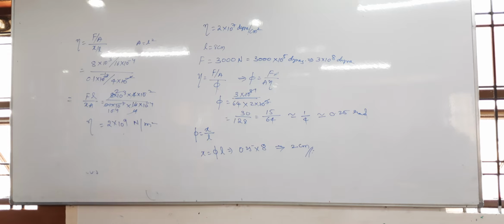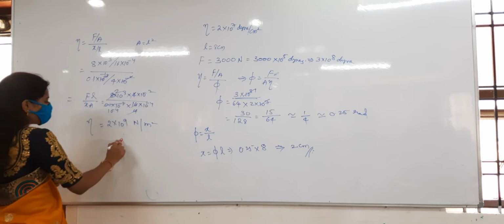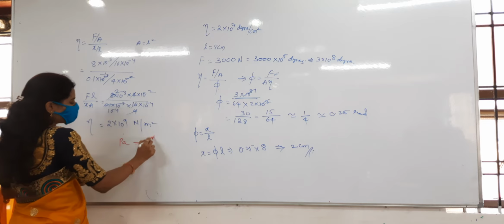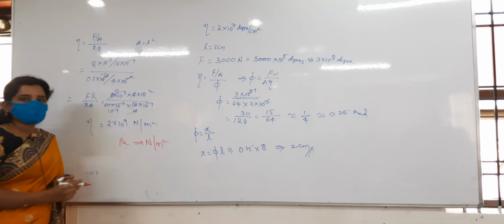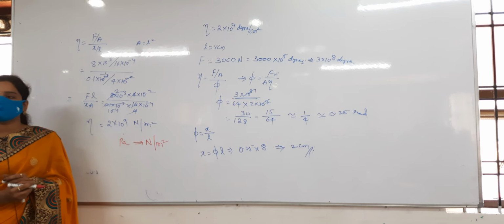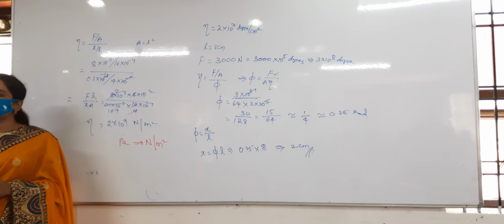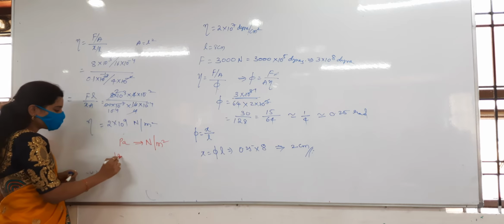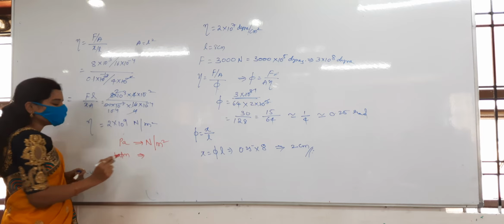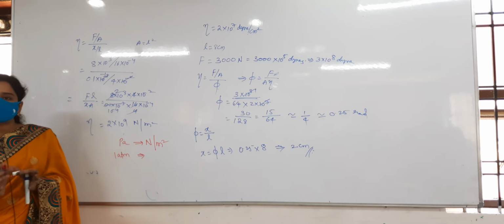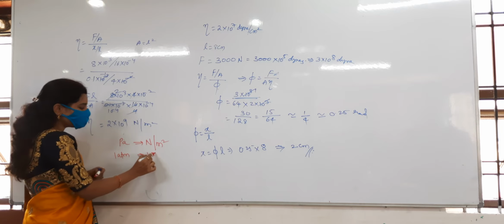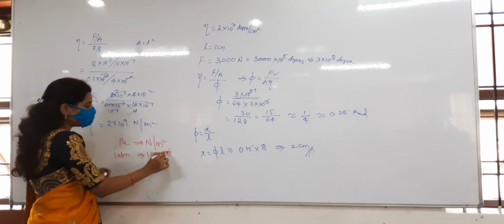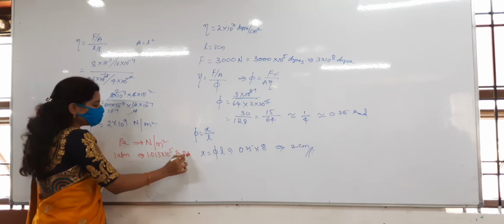See, anywhere they have given Pascal, indirectly what they have given is Newton per meter square only. That is a measure of pressure. Pascal is nothing but Newton per meter square. One more unit they will give: atmosphere. 1 atmosphere is equal to how many Pascal? 1.013 into 10 power 5 Pascal or Newton per meter square.